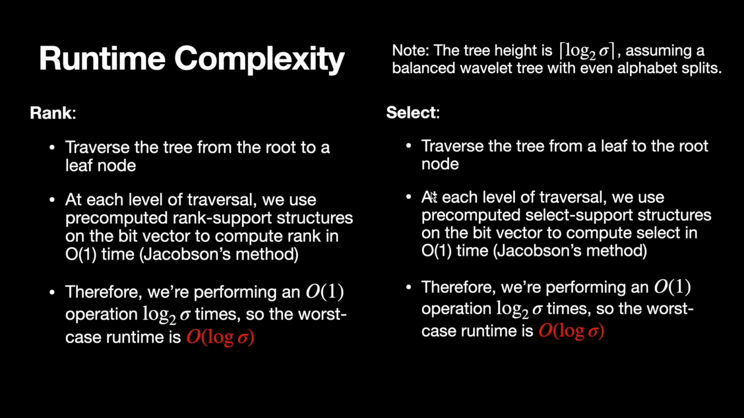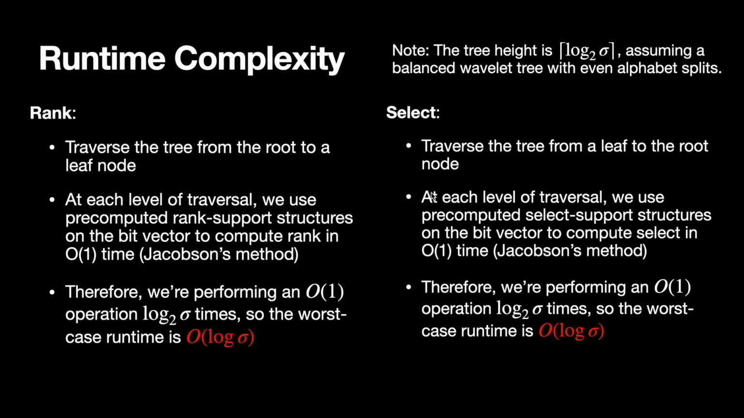So for rank, we're traversing the tree from the root node to a leaf node. And at each level of traversal, we use pre-computed rank support structures, which I didn't really mention, on the bit vector to compute rank in O of 1 time. I'll talk about those a little bit in a second, but this is just referred to as Jacobson's method. He's the one who discovered it. So therefore, we're performing a constant time, O of 1 operation, log base 2 of sigma times, because that's the height of the tree. So the worst case for runtime is simply big O of log sigma.